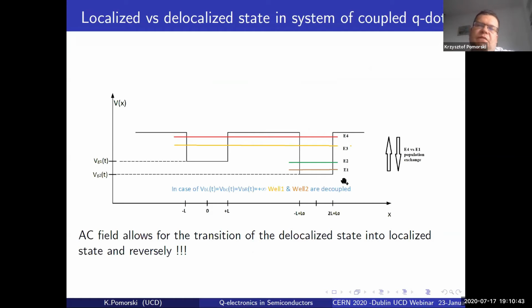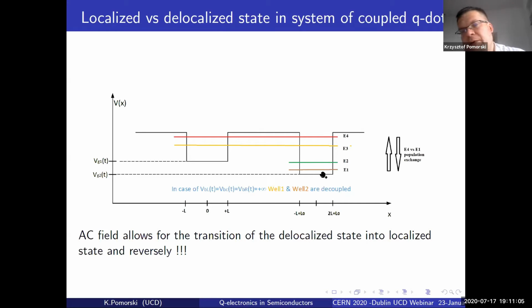Obviously, if you push the electron to stay in the right value of potential, then this electron cannot move deeper, so it's kind of localized. So this is one of the ways of localization of the wave packet that you can do.